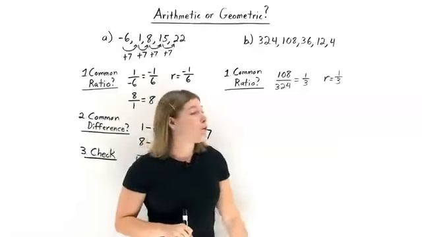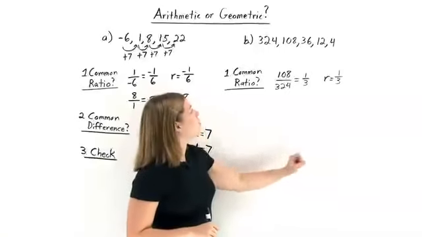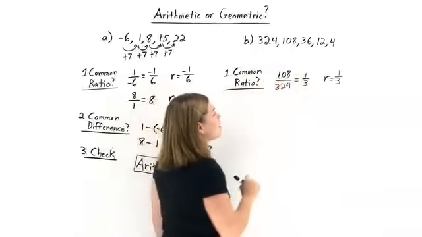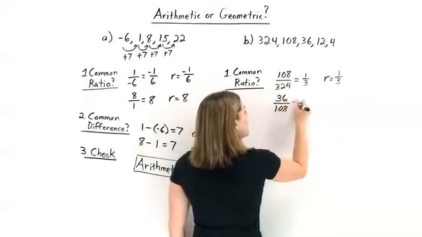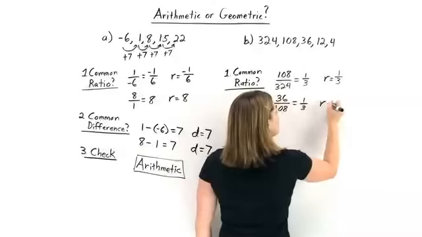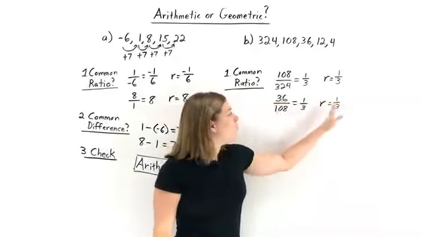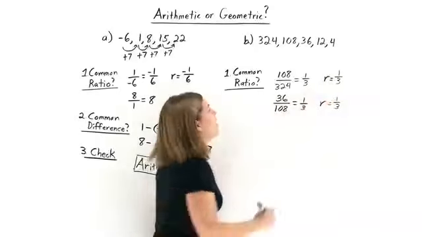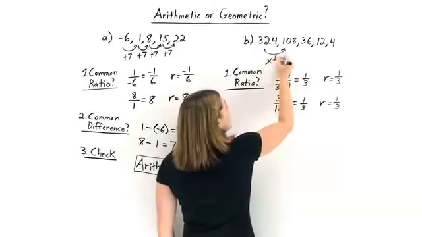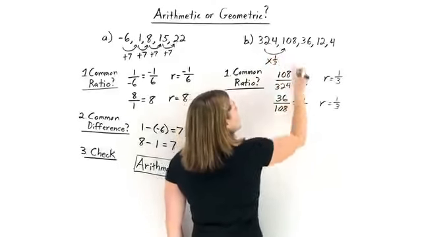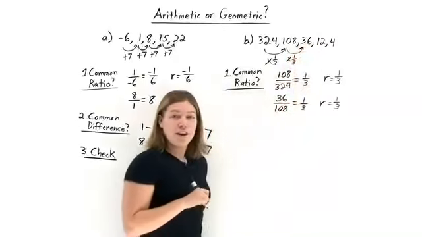But to make sure that we keep getting the same value for R, we need to check the next two consecutive terms, 108 and 36. We find the ratio by taking 36 divided by 108, and we get 1/3. So we're saying that r is 1/3. We have the same value for r. In order to get from 324 to 108, we need to multiply by 1/3. To get from 108 to 36, we need to multiply by 1/3.